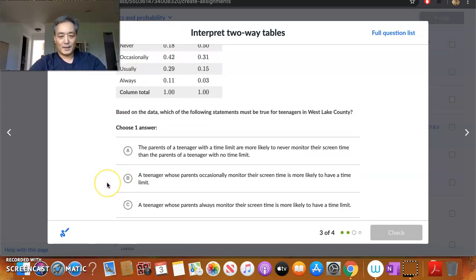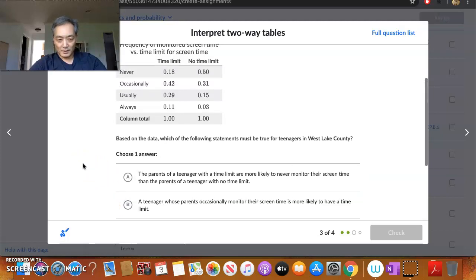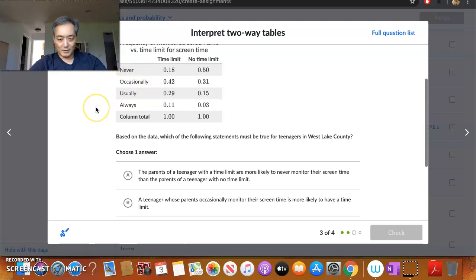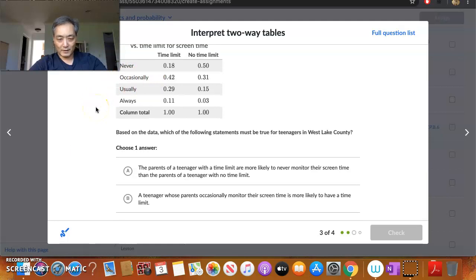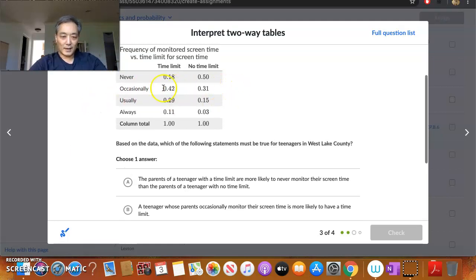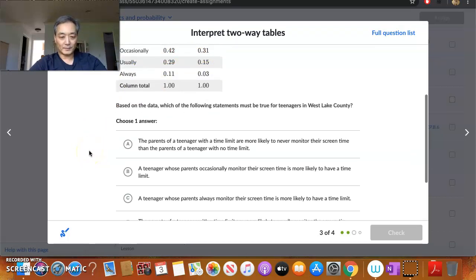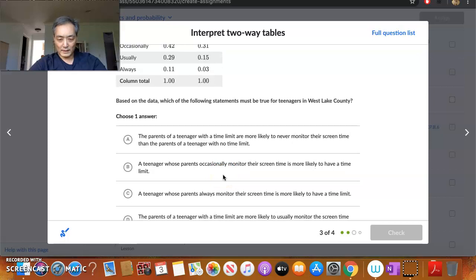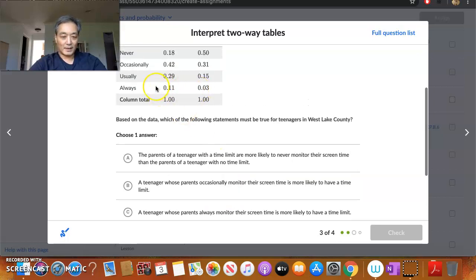How about B? A teenager whose parents occasionally monitor their screen time is more likely to have a time limit. Again, we're trying to compare this by rows, and it's not going to work because these are not relative to each other. How about C? A teenager whose parents always monitor their screen time is more likely to have a time limit. Again, that doesn't work because we're going this way, right?